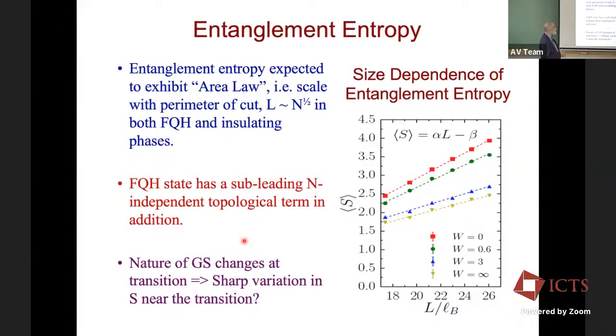We looked at zero disorder, very small disorder, some intermediate disorder. Infinite disorder, of course, means that we can forget about electron-electron interactions. It's a non-interacting problem, because W is infinite and the electron interactions are finite, so we can do the mapping. And what we find in all cases is that it does look linear in length. That is, the area of the cut in this case is the perimeter, so it goes as the square root of the size of the system. Okay, so that seems to work out in both phases.